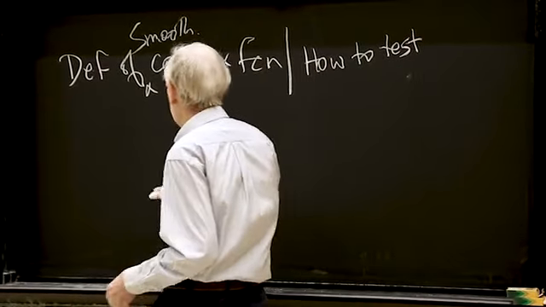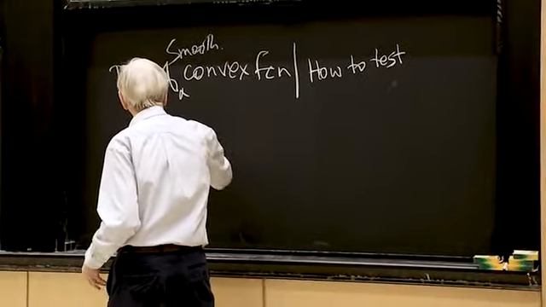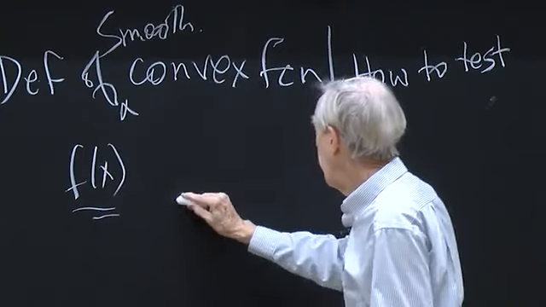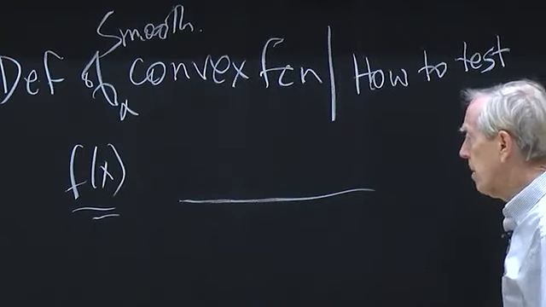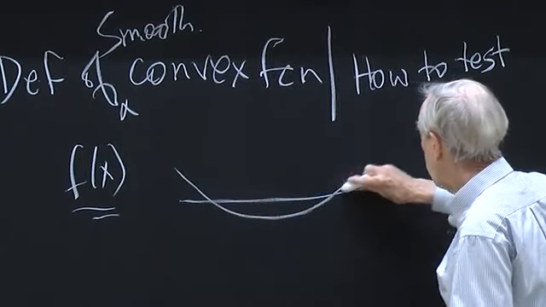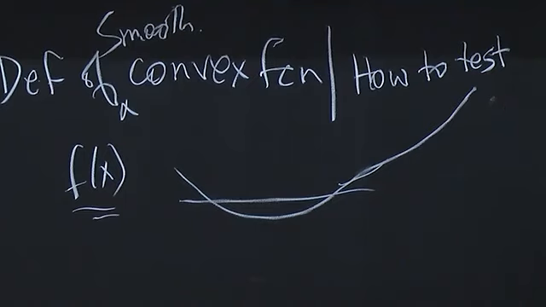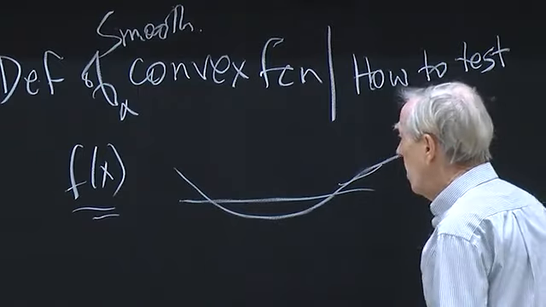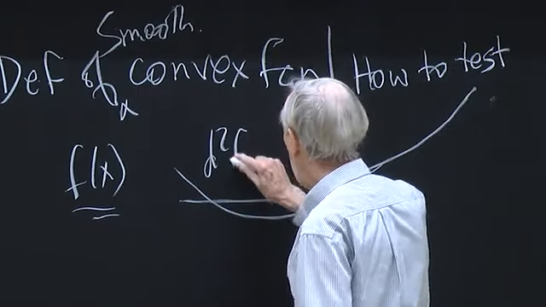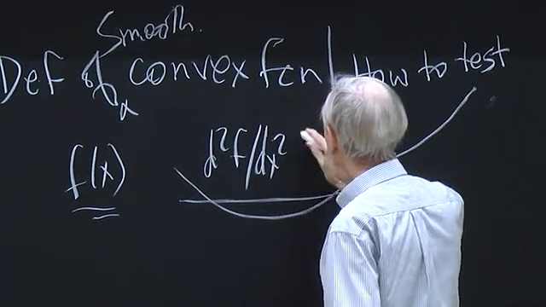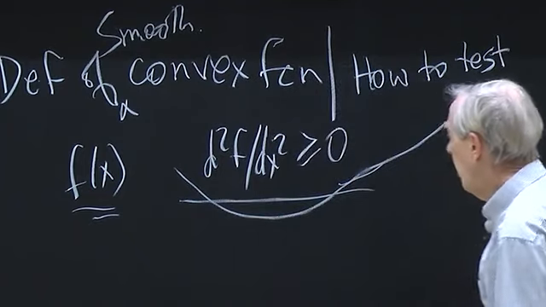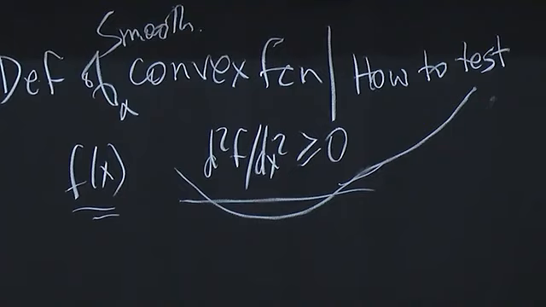Let me take just a function of one variable. What's the test you learn in calculus, freshman calculus actually, to show that this is a convex function? Second derivative should be positive or possibly 0. So the second derivative greater or equal to 0 everywhere. That's convex.